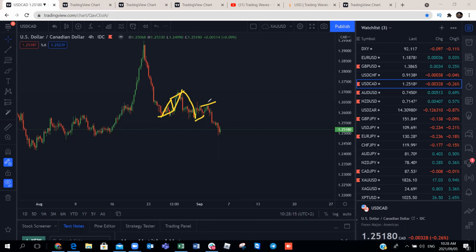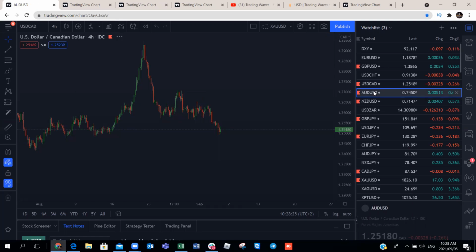We've got another setup here showing that we're not going to get a bounce, and we're now continuing to the downside. Oil is strong, so it's not surprising to see that US dollar CAD is bearish. All right, AUD US dollar.